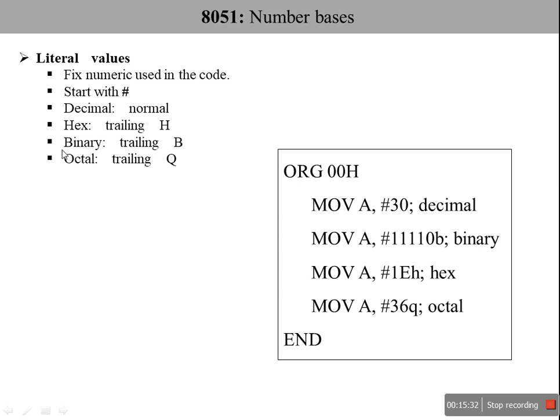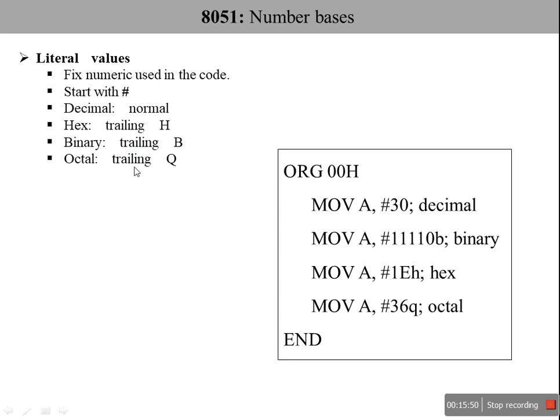Similarly, it is possible to have a binary number. If you are giving, say, MOV A, #11110, it has to end with B. This alphabet will tell that this number is a binary number.